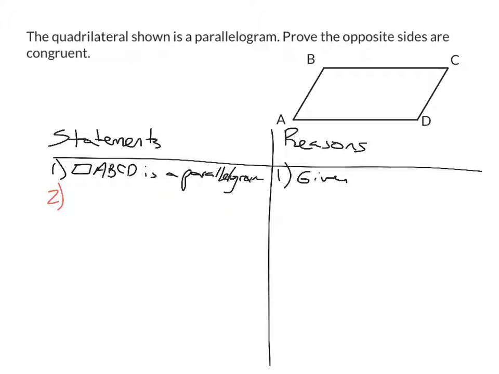In number 2, we know that AB is parallel to CD and that AD is parallel to BC. Because we just talked about that's what a parallelogram is. It's the definition of a parallelogram.